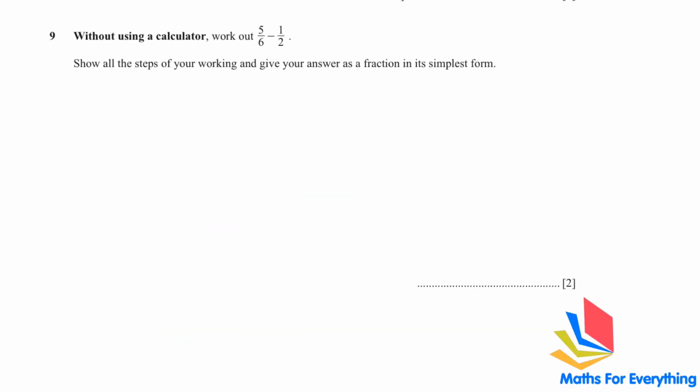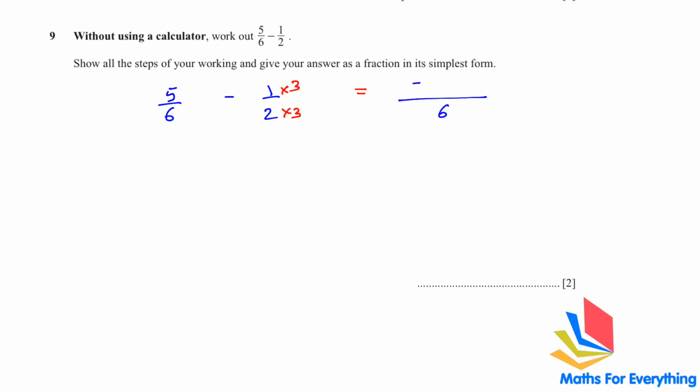Question number 9. Without using a calculator, work out 5 over 6 minus 1 over 2. We need to have a common denominator. We know that 2 times 3 will give us 6. So we multiply the same number in the numerator. Now that it's a common denominator, we can write it as a single fraction.